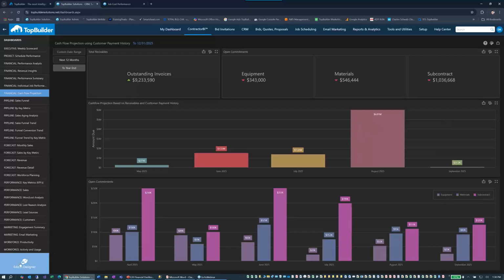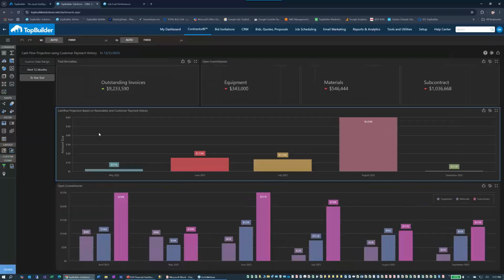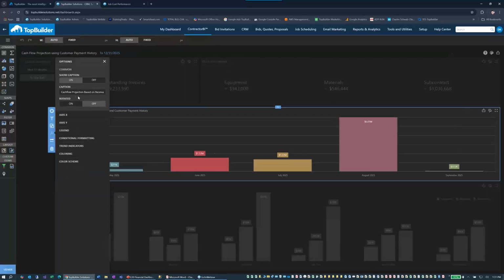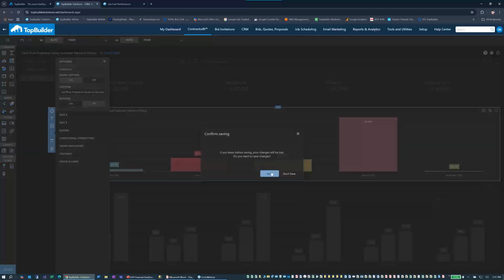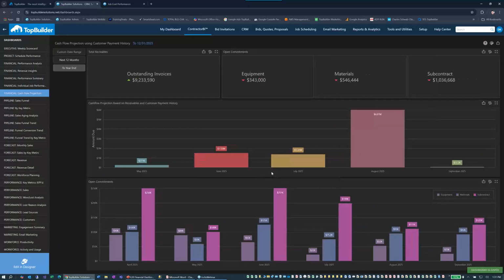There also, we are looking at the customer payment history to decide when these things are going to get paid. Okay. So you can see how easily I can make changes to a typo I just found.